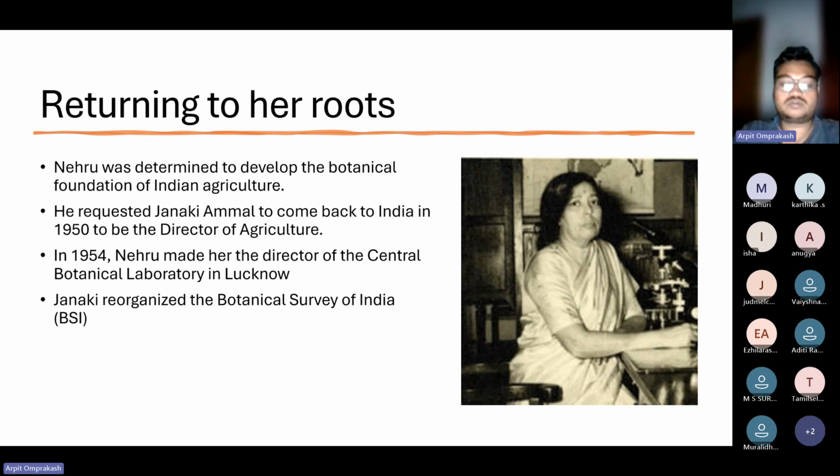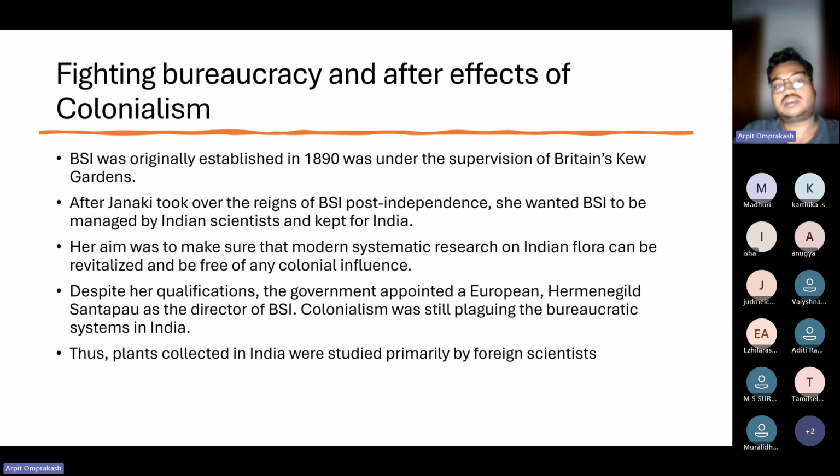Then returning to her roots, she came back to India, where Nehru was determined to set up the Botanical Foundation for Indian Agriculture, and he requested Janaki Ammal to come back to India in 1950 to be the Director of Agriculture. In 1954, Nehru made her the Director of the Central Biological Laboratory in Lucknow. She also reorganized it into the Botanical Survey of India, and it was originally established in the 1890s under the supervision of Britain's Kew Gardens.